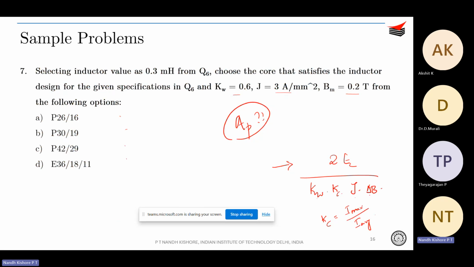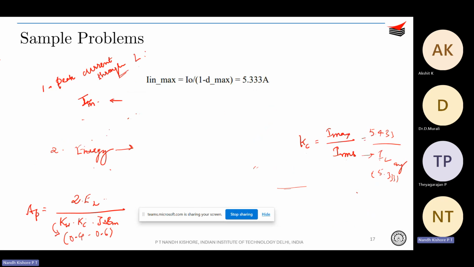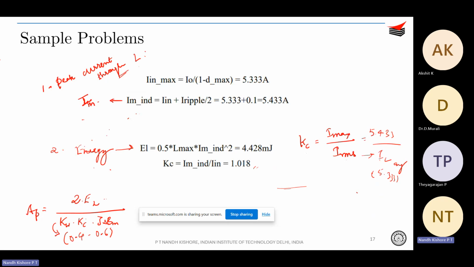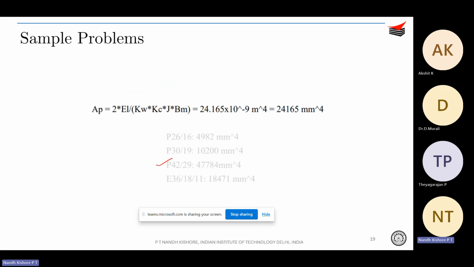Once you know what the area product is, you need to choose a core which has a higher area product than this. So we did the same things over here. That is, we calculated the maximum current, the RMS current. From that you calculate KC and you calculate the energy, and from that you get the area product. So it turns out that you can choose this particular core P4229.